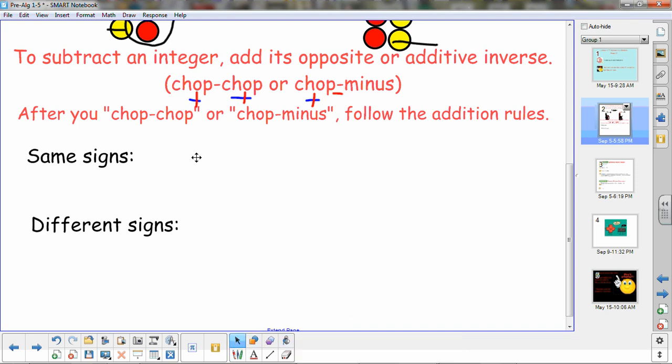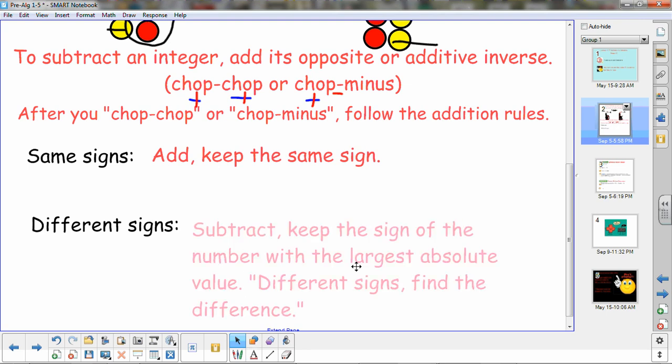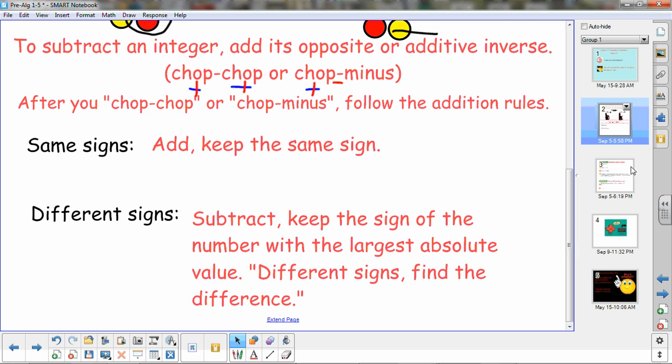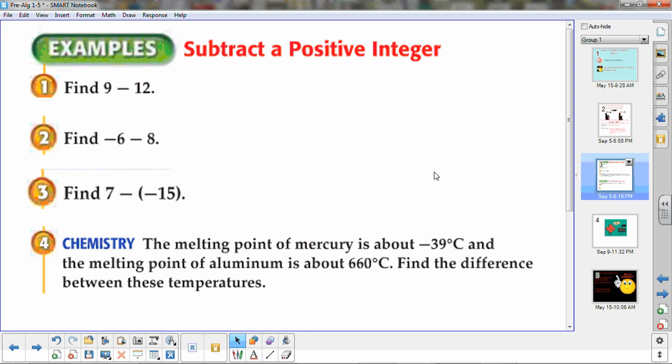Then, of course, you have to remember those same rules from the other day. They're the same sign, you add and keep the sign. And if they're different signs, you're going to subtract and keep the sign of the number with the largest absolute value. Or different signs, find the difference. So anytime you come across a subtraction problem, you're going to change it to adding a negative. This will be necessary when we're talking about subtraction with integers, or in the case of this first example, where you are subtracting a bigger number from a smaller number.